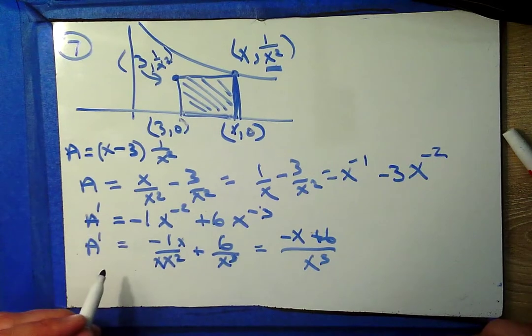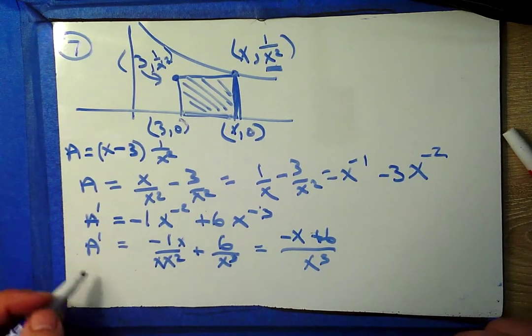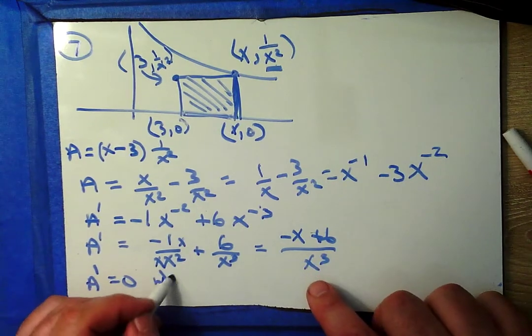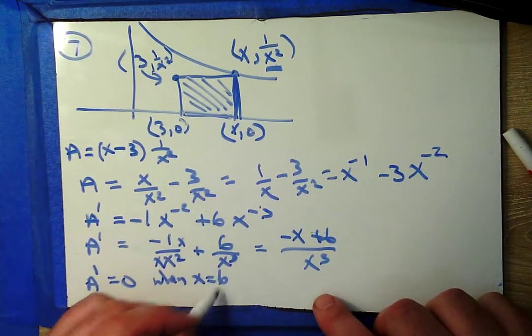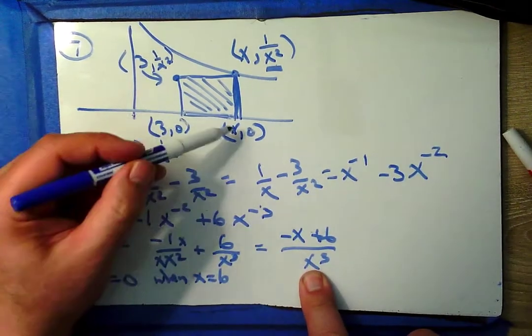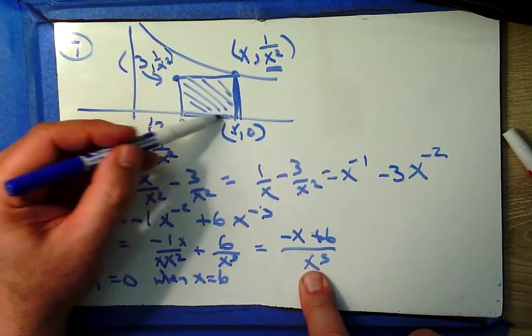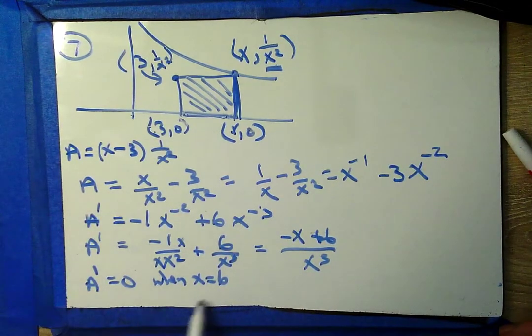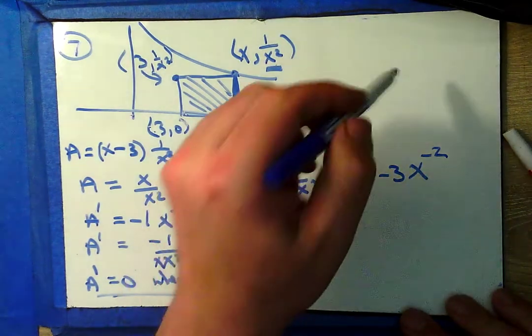There's A prime. And A prime equals 0 when x equals 6. A prime is undefined at x equal to 0, but I know x can't be 0 because x is to the right of 3. So I'm not worried about undefined here. I'm just worried about when A prime is equal to 0. And so that appears to be when x equals 6.